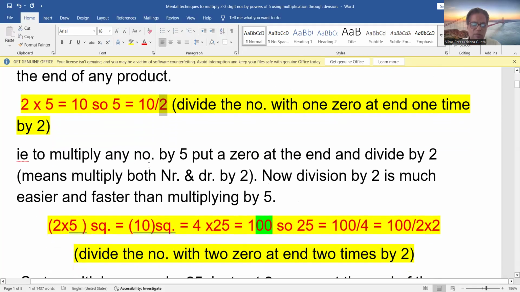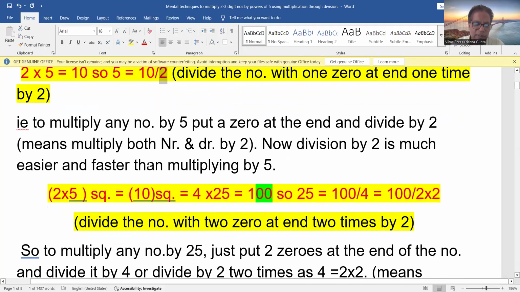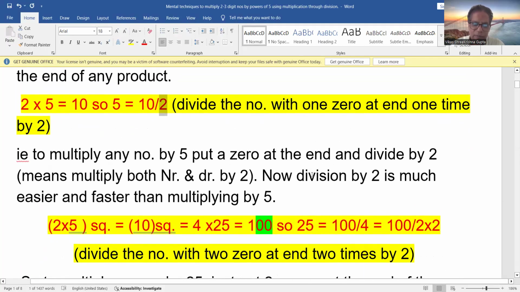Now, what does it mean? Suppose I have to multiply any number by 5, then I put a 0 at the end of the number and divide by 2, meaning I divide by 2 only one time. Why? Because multiplying any number by 5, I can write number into 5 into 2 and then divide by 2. 5 into 2 is 10. So I will multiply the number by 10 and divide by 2. Because 5 is equal to 10 by 2, when I have to multiply a number by 5, I can say number into 10 divided by 2.